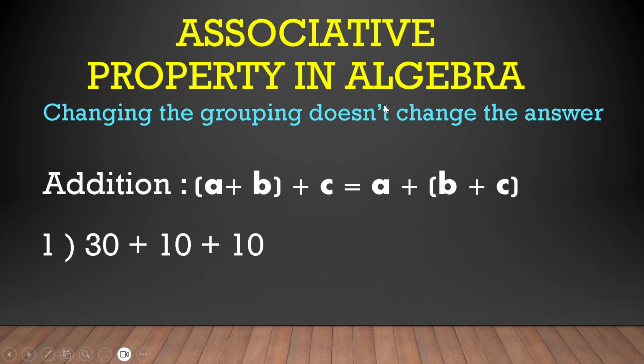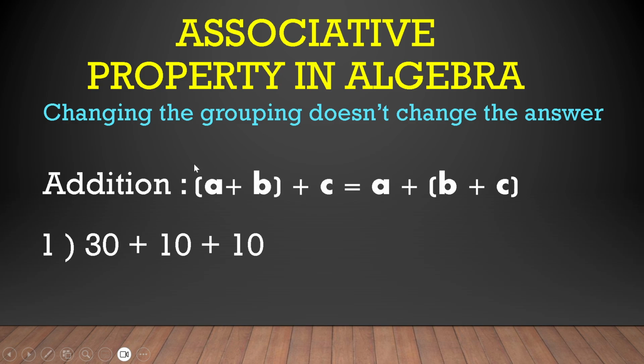Alright guys, so first of all, what is the associative property? The associative property is used to group values, numbers or variables in a certain way, so that we can calculate one group first and then the other, and still get the same result. Basically it means changing the grouping doesn't change the answer. So for example, here is a plus b plus c.